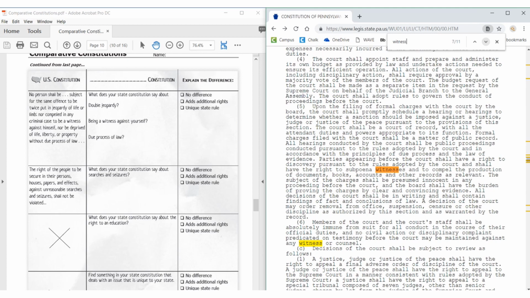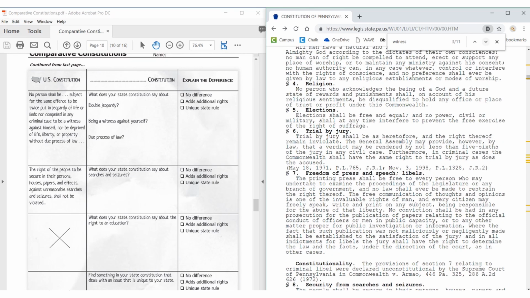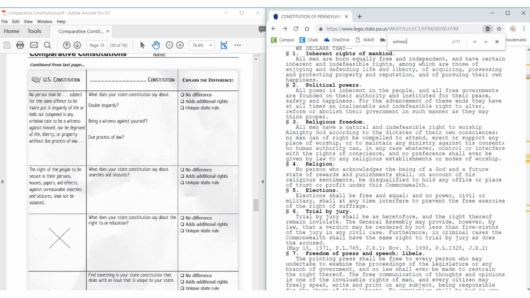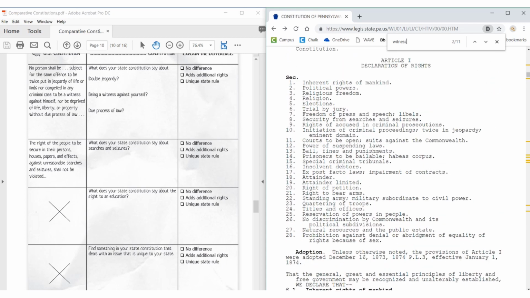We'll search for witness. We're going to go up since I know that. Let's see. I don't really see being a witness against ourselves. We could front it to have compulsory process. Yeah, it does not seem like it is going to mention being a witness against ourselves. Let's double check these rights of the accused.